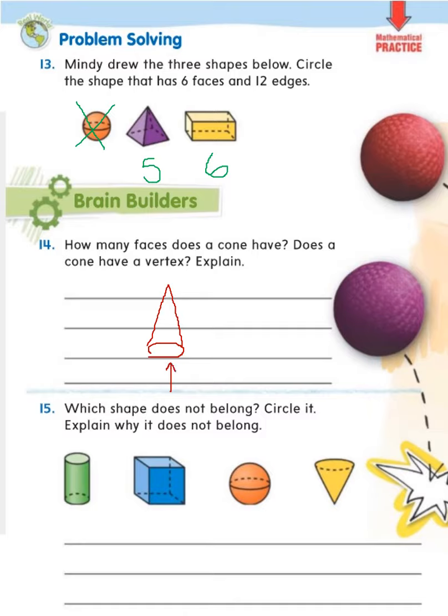Does a cone have a vertex? No, it doesn't. Why? Because to have a vertex, you need to have 3 edges. Now, we don't have any edges here. So a cone is a strange shape also. Number 15. Which shape does not belong? Circle it. Explain why it does not belong. I'm going to let you think about this one.